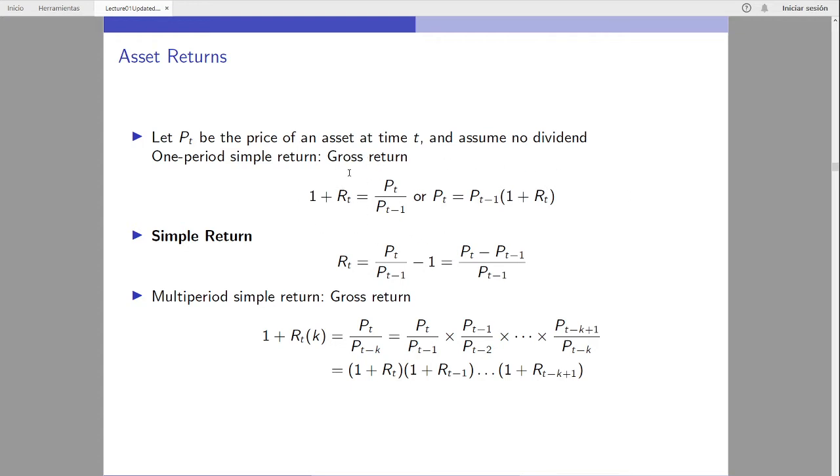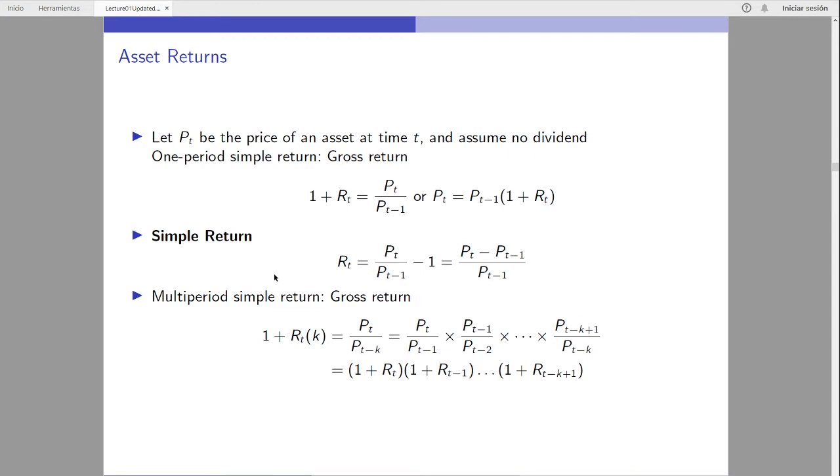Here we will call it like this because this can be seen as a proportion or a percentage of some sort, so we can define it like 1 plus R_t, and we have this nice equality. For a simple return, this R_t will be called return. In case of a simple return, we just move the 1 over there and we have this nice equality.